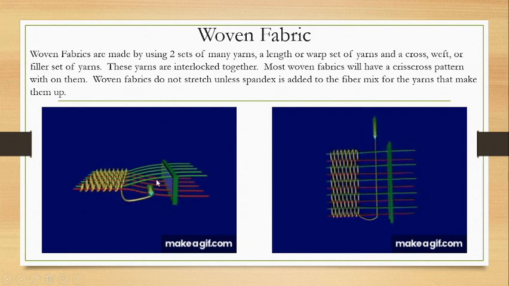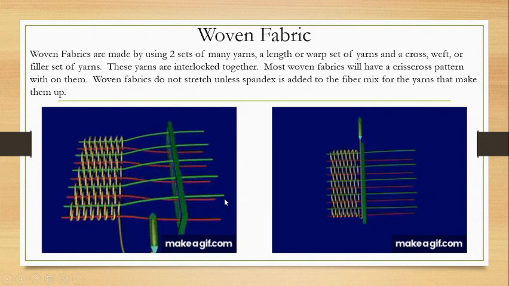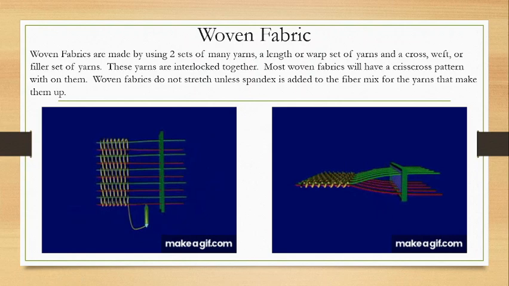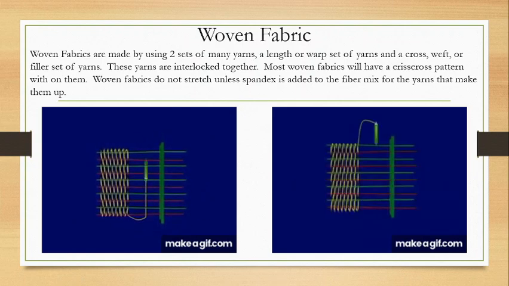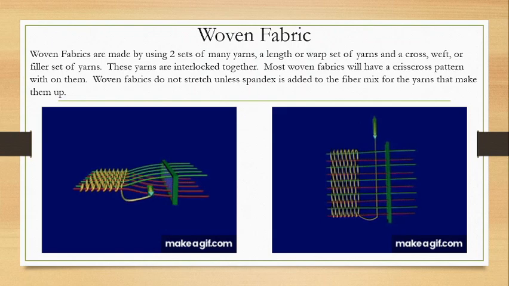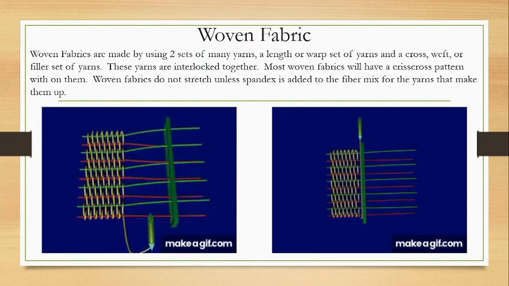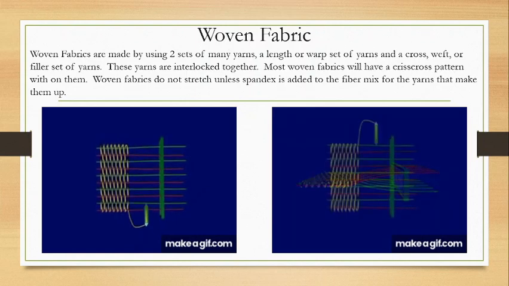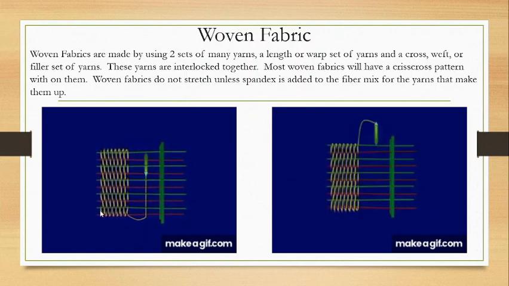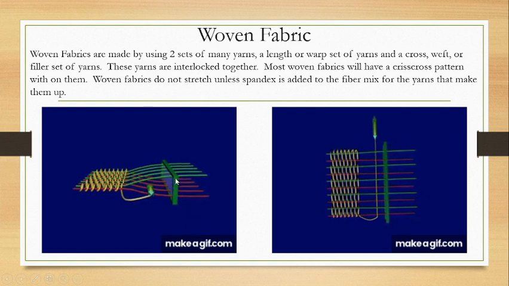So here's the basic understanding of how to make a weave. And again, this is very, very basic, very, very simple. The bare minimum that you need for a woven fabric. As we'll learn, there's many, many ways to vary this and make it a little bit more complex and get something different. But we have our warp set of yarns.